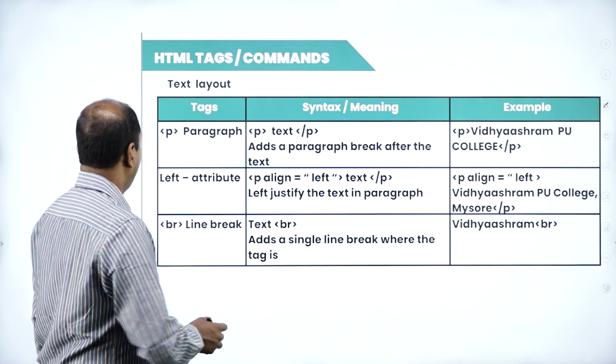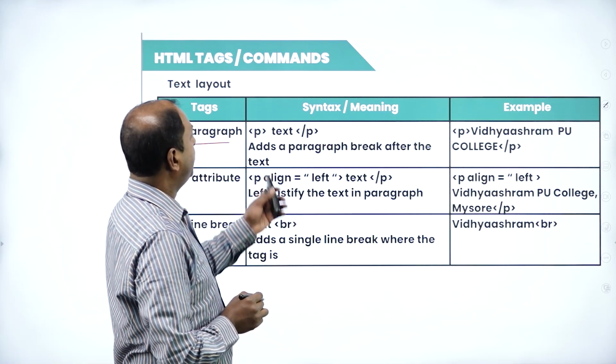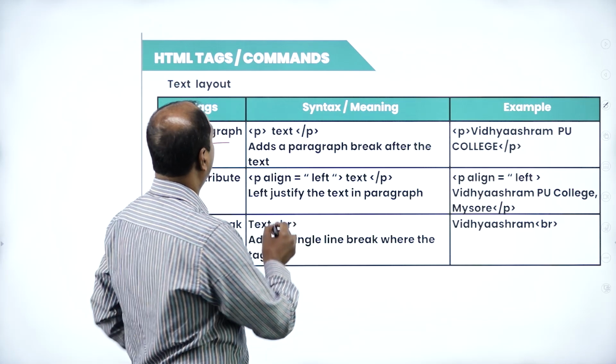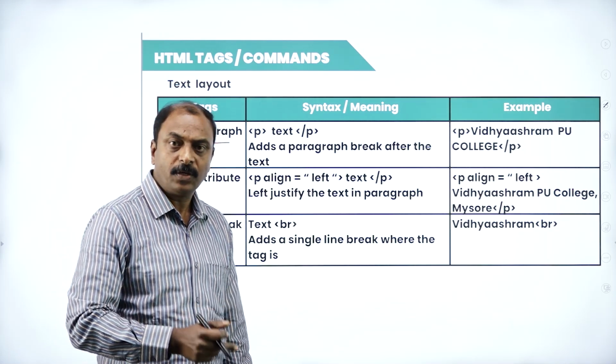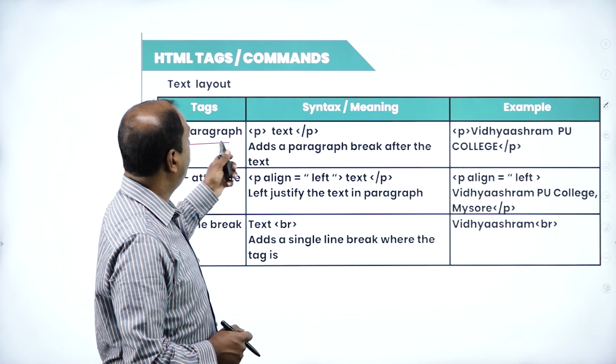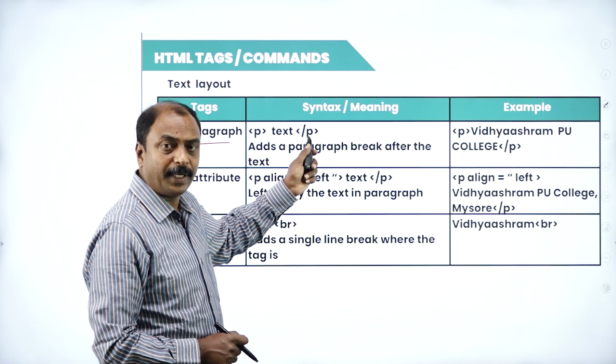Next we will see P, which stands for paragraph tag. The P tag adds a paragraph break after a text. So if you want to display content in the form of a paragraph, we can make use of the P tag. It is again a paired tag, with open and close P tag.